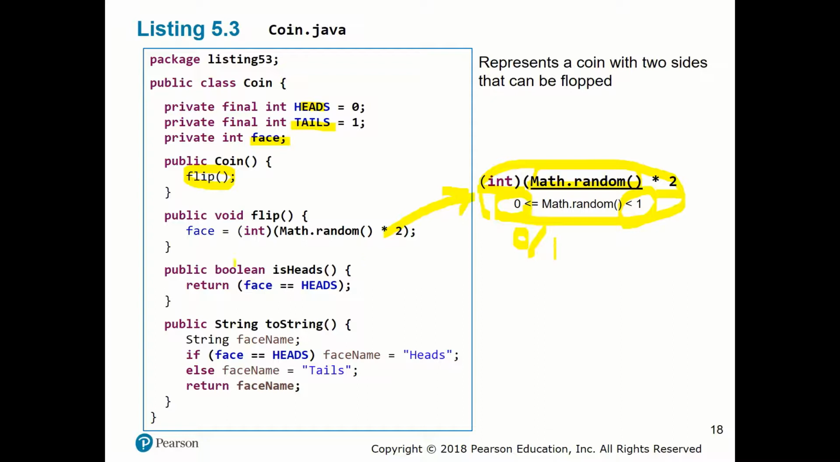And the isHeads method returns a boolean value. If face is 0, heads is 0. So if face is 0, then return true. Otherwise, it returns false. In the toString method, if face is 0, then print out heads, else the face will return tails, that is 1. So this is just like a coin flipping class.